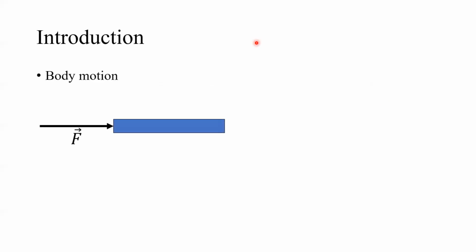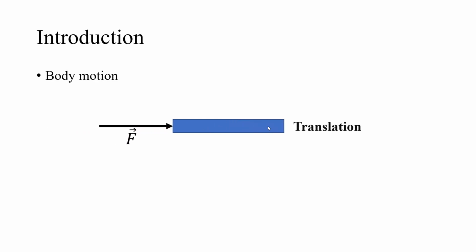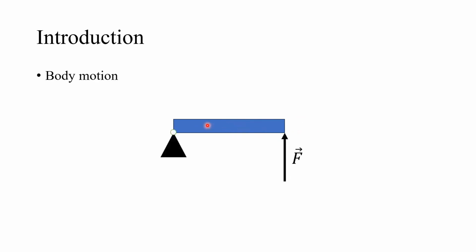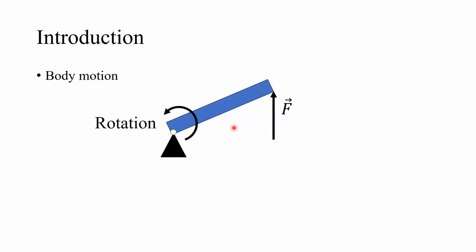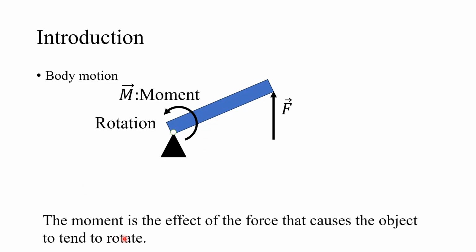First, I want to start with the body motion. If the force passes through the centroid of the body, our body makes translation motion. However, if our force does not pass through the centroid, our body rotates. In this case, we introduce a new force resultant named moment. The moment is the effect of the force that causes the body to tend to rotate.